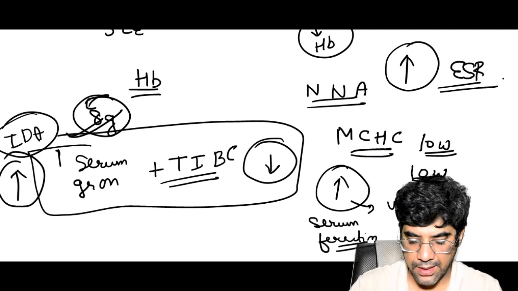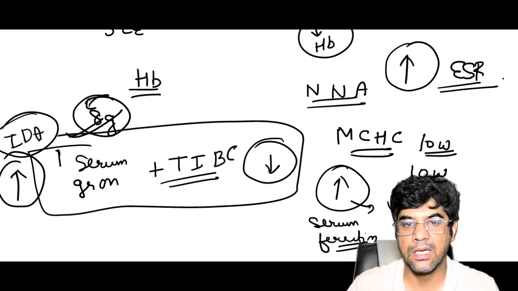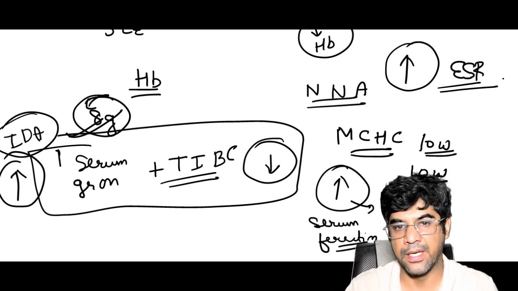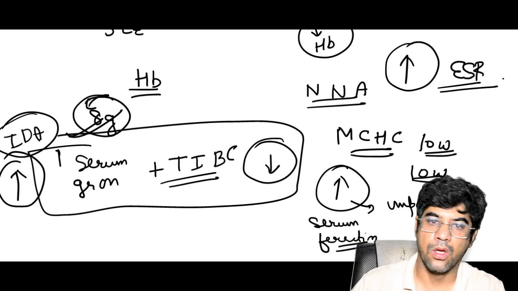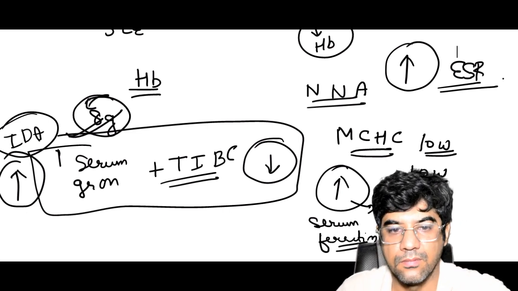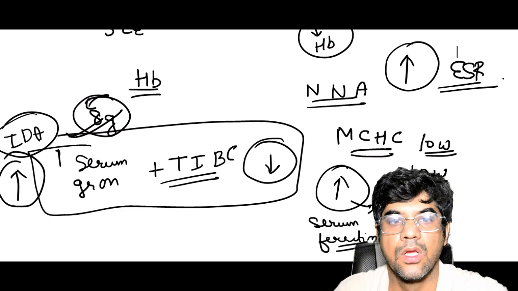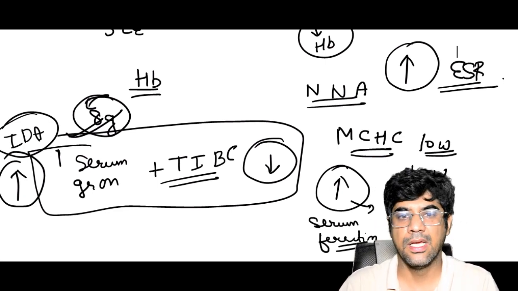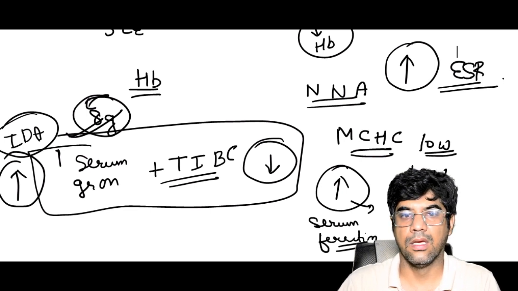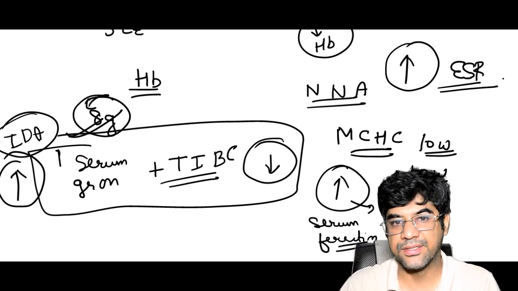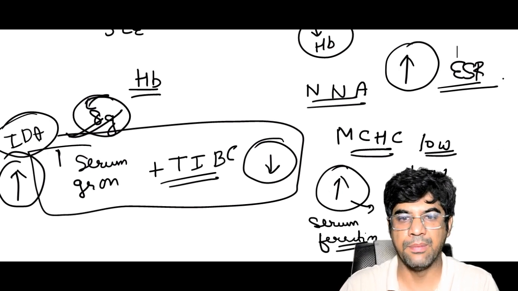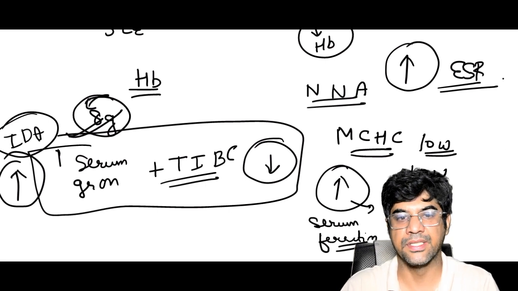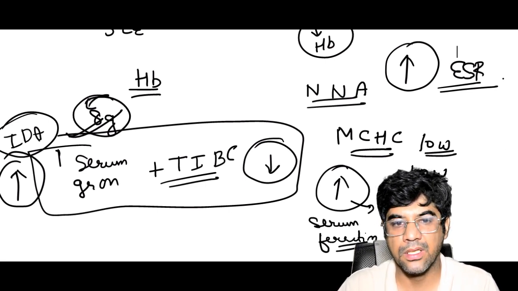Now, what would be the treatment? We have to treat the underlying cause, whether it is an inflammatory disease, autoimmune disease, etc. Apart from that, we can use erythropoiesis stimulating agents. You can use iron supplements. Oral or intravenous iron supplements may be considered when there is iron deficiency. Blood transfusion may be given.